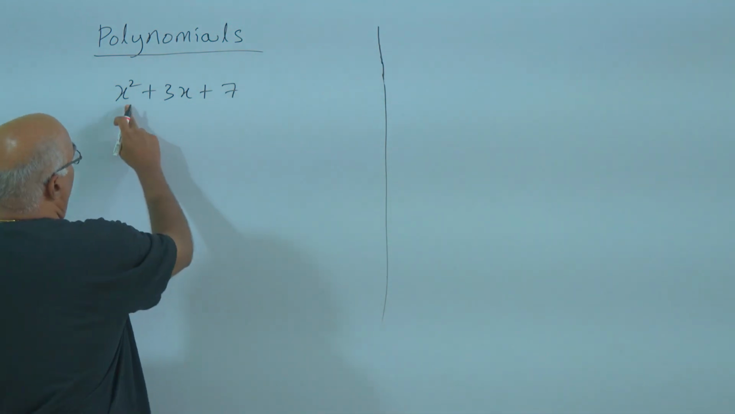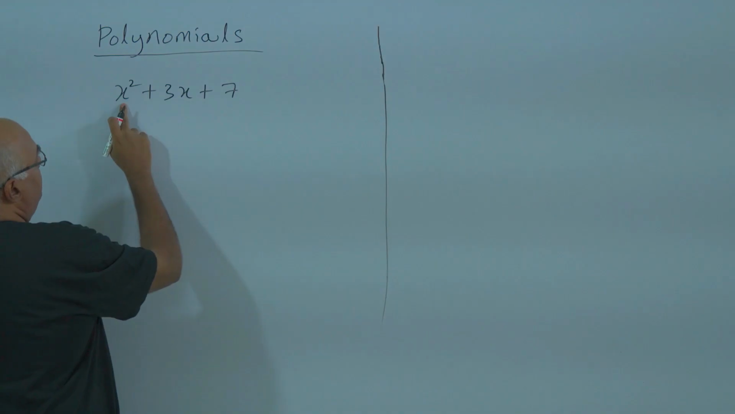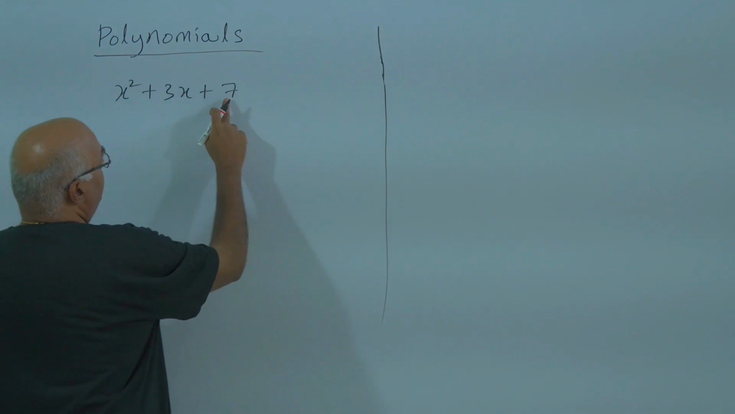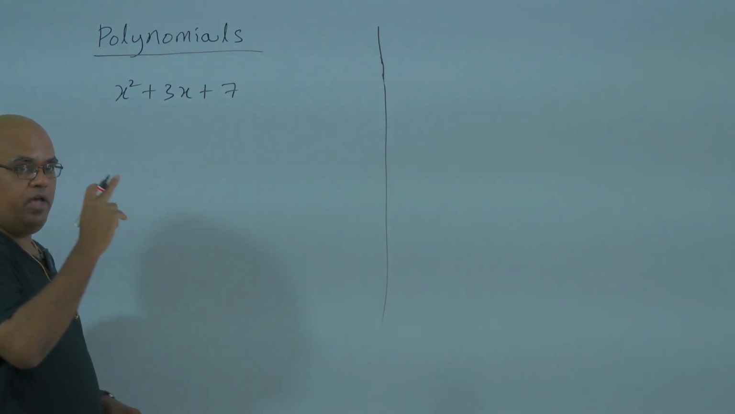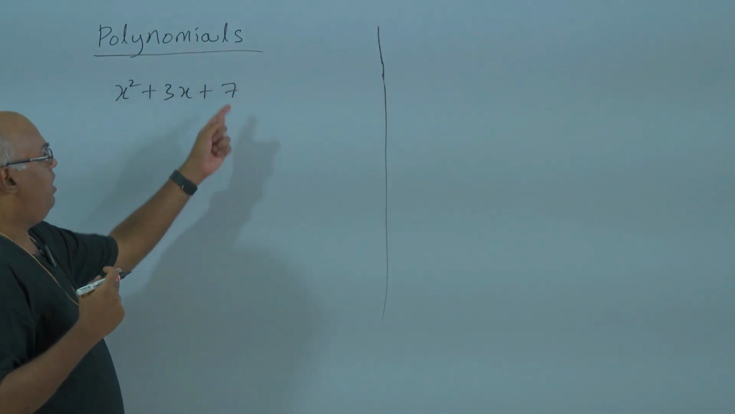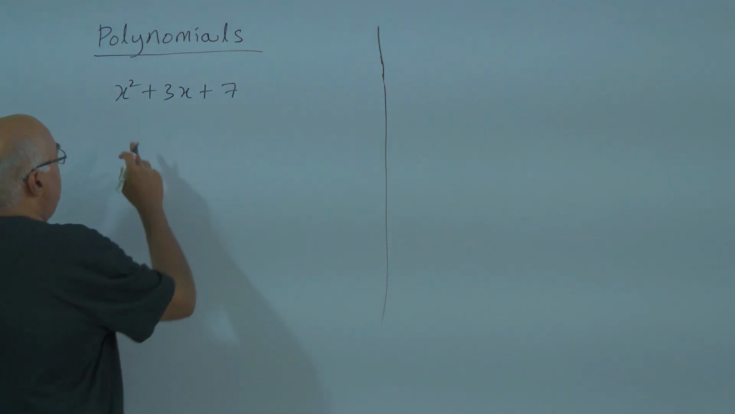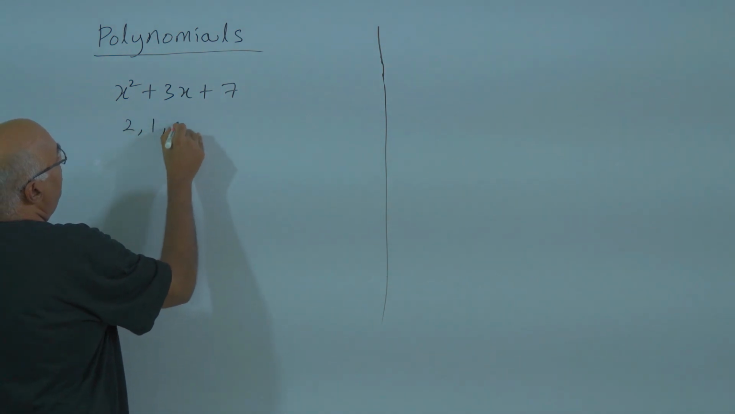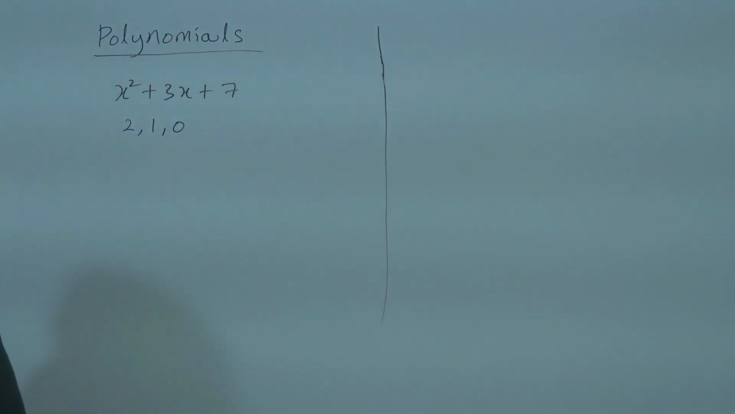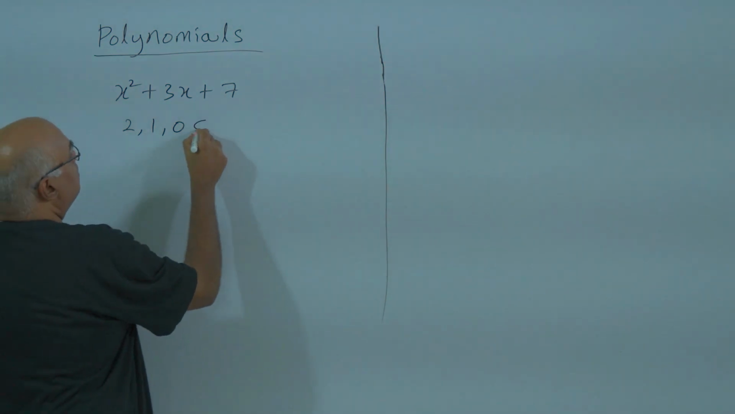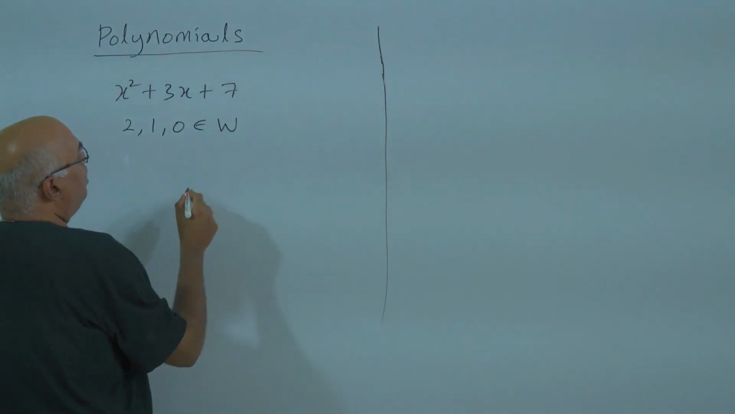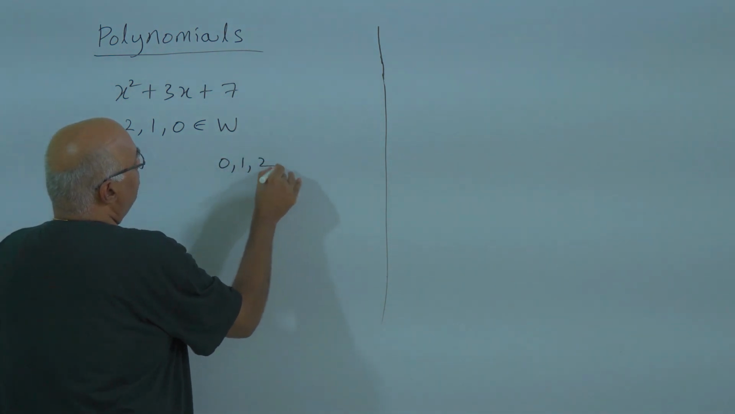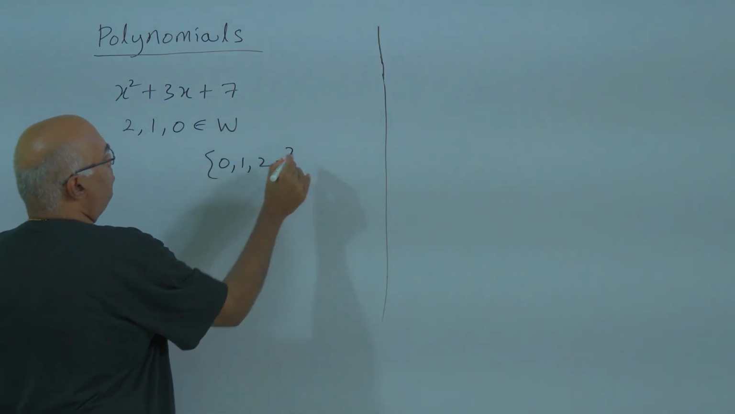If you see the powers of the variable x. Here the power of the variable x is 2. Here the power of the variable x is 1. Here the power of the variable x is 0. So x power 0 is 1 only. So 7 into 1 is nothing but 7. So the powers of this variable x are 2, 1 and 0. So these 2, 1 and 0 are nothing but whole numbers. What are whole numbers? All the positive integers including 0. So these are called whole numbers.